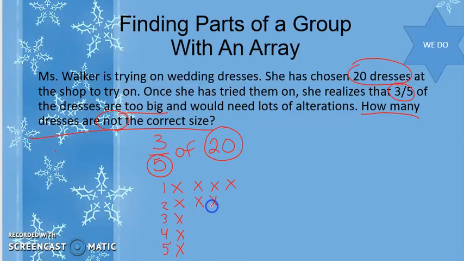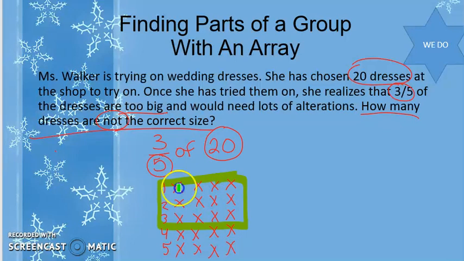And these X's represent a dress in each one of those groups. Then we know that we want 3 out of the 5 groups. And if we count the number of dresses in those 3 groupings, we have 1, 2, 3, 4, 5, 6, 7, 8, 9, 10, 11, 12. So once again, by using the array, we get the same exact answer. We know that we have 12 dresses that are going to be too big, which means that Miss Walker only has 8 left over to try on.